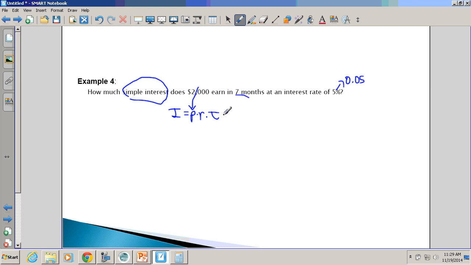In 7 months. Now, time, remember, was in years. So 7 months is just a little over half a year. So we got to know how many years is 7 months. Well, that's 7 out of the total 12 months. So there's 7/12ths of a year there. So his interest is going to be the 2,000 principal he started with times his rate, which is 0.05, not as a percent, times his time, which is 7/12ths of a year.